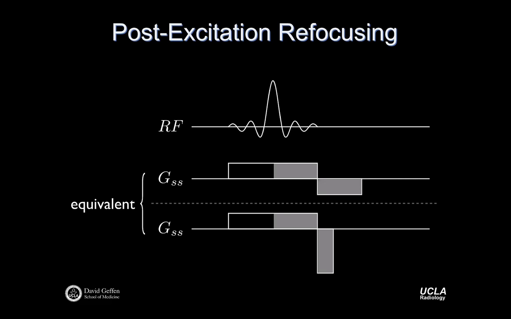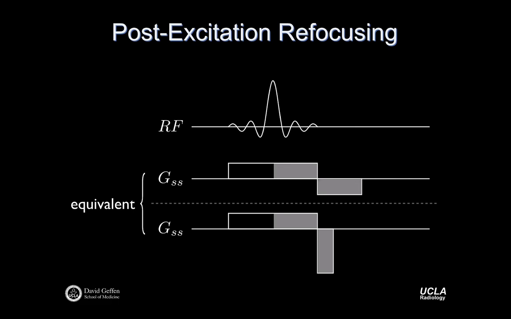All we need to do is get the right gradient area back, and we can do that with a gradient that's, say, 3, 4, 5 times stronger, and consequently 3, 4, 5 times shorter in duration. So if this has the same area, then we'll get back that slice-like refocusing from the slice. And that's the most time-efficient thing to do, so that's why you choose to do it.